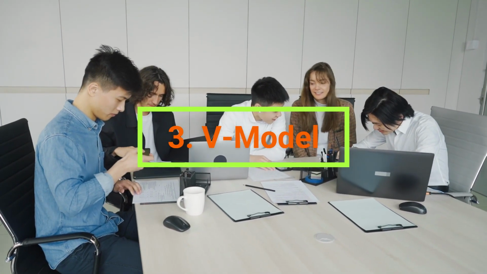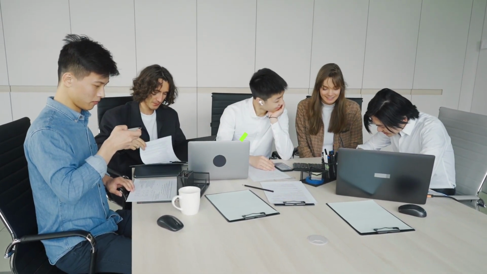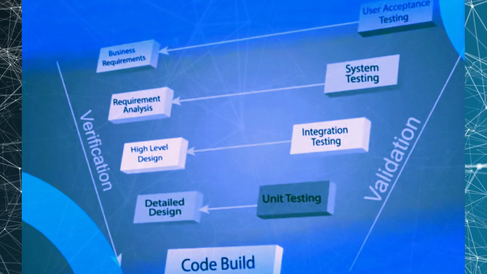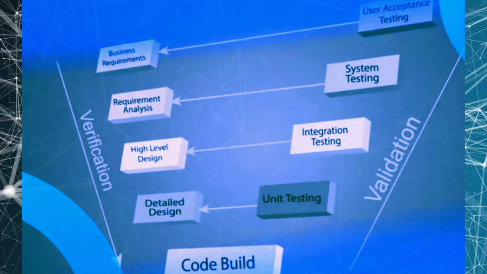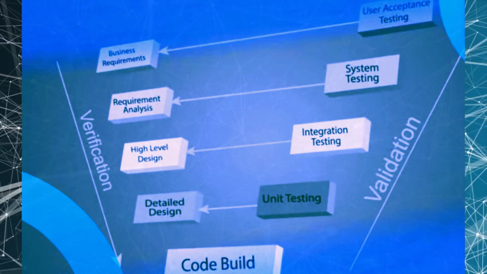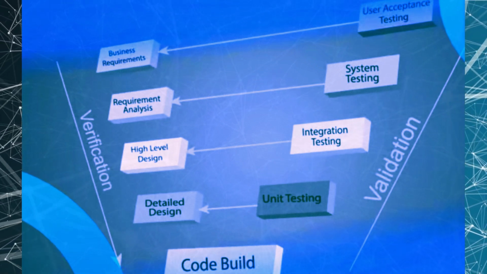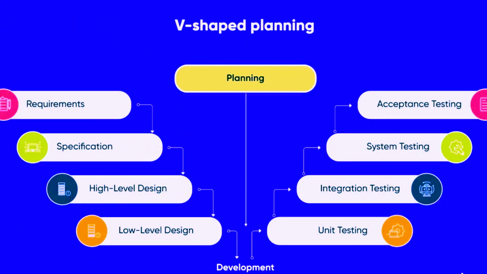3. V-Model. V-shaped planning is an enhanced take on the classic waterfall process that aims to reduce its biggest downfall, the lack of testing. It emphasizes testing at each stage of development. It aligns testing activities with corresponding development phases, forming a V-shape.